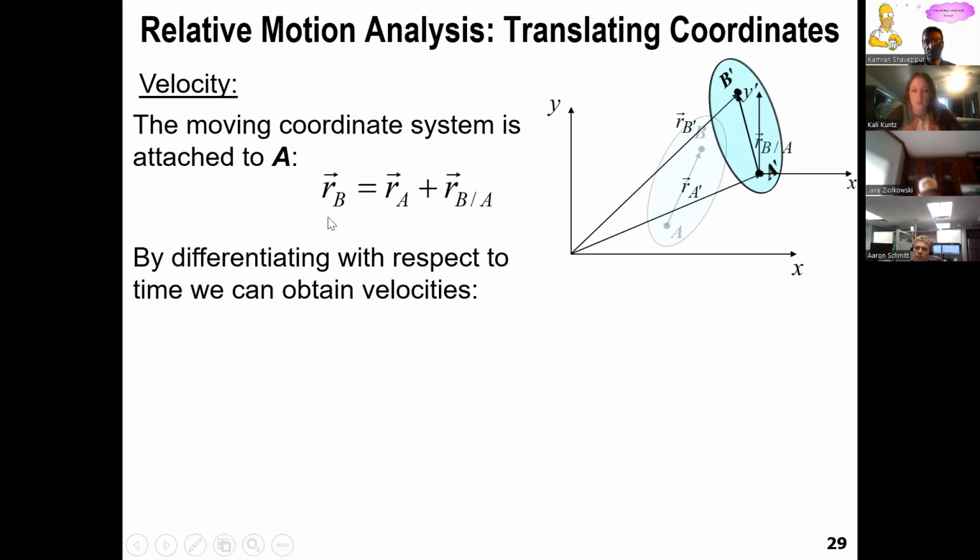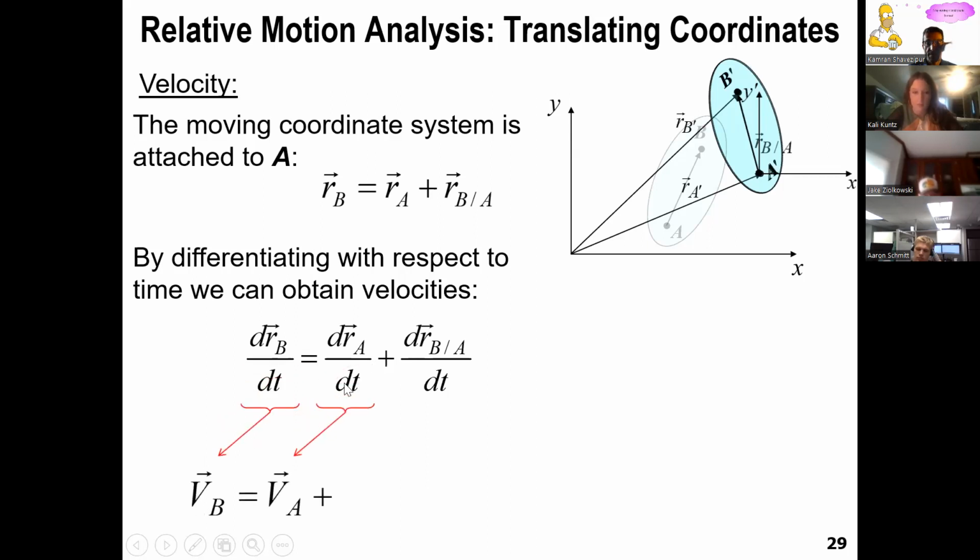We take the time derivative of RB, RA, and RB with respect to A. For this, dRA/dt is going to be VA. This is going to be VB. The question is, what is this one?